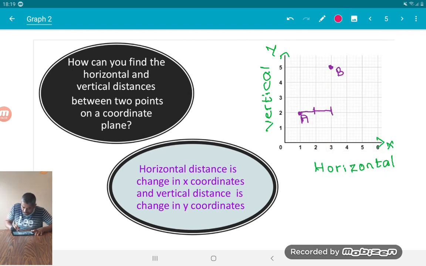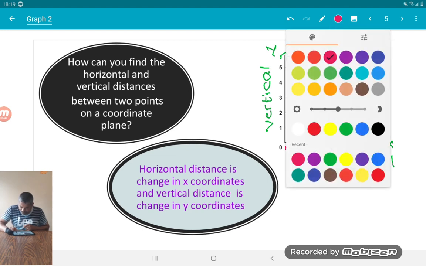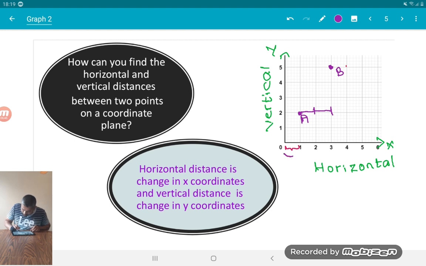we know the x coordinate of A. X coordinate of A is 1. That is actually 1 unit from the origin. Yes? And the x coordinate of B, that is 3. Yes? That is how many units from the origin? That is 3 units from the origin. Okay? So, if we need to find the distance, that means we find the difference of x coordinates. Am I right? So we get the distance. If you need to find the horizontal distance, find the difference of x coordinates.